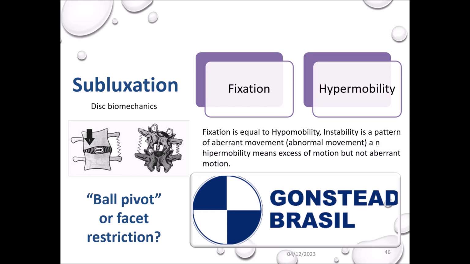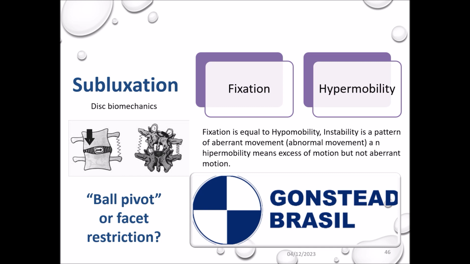Gonstead will consider the terms fixation and hypermobility, and fixation is equal to hypomobility. Instability is a pattern of aberrant, abnormal movement, and hypermobility means not abnormal movement, but increased or excess motion, not aberrant or wrong motion, only increased motion. There is a huge difference between hypermobility and instability. Instability is not a manipulatable subluxation, and hypermobility is not recommended to adjust, but is not prohibited to adjust.